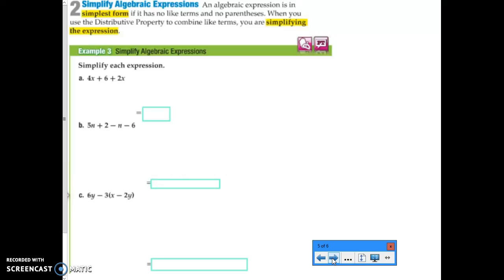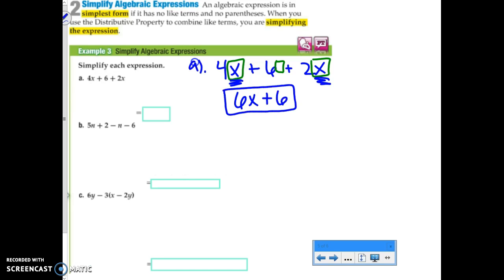It says an algebraic expression is in simplest form if it has no like terms and no parentheses. When you use distributive property to combine like terms, you are simplifying that expression. So here in A, it says 4x plus 6 plus 2x. Okay, remember we're identifying all like terms first, everything directly after that coefficient. Remember here I have a nothing, so I can see right now that this x and this x match, and I know that 4 x's plus 2 more x's gives me 6 total x's, and I'm adding 6. Because these two are not like terms, I cannot combine them any further.